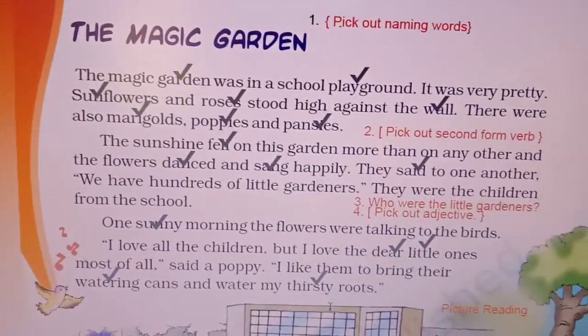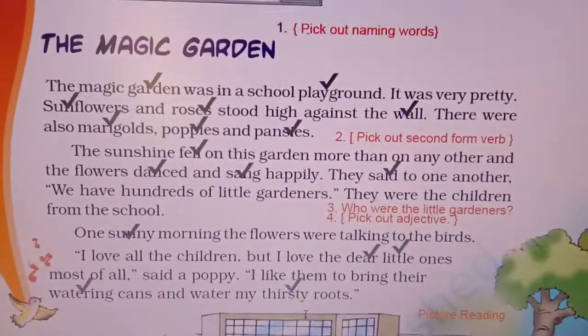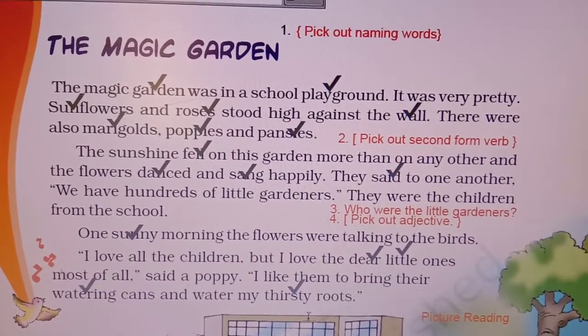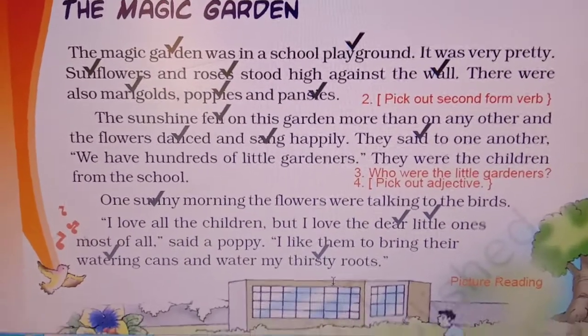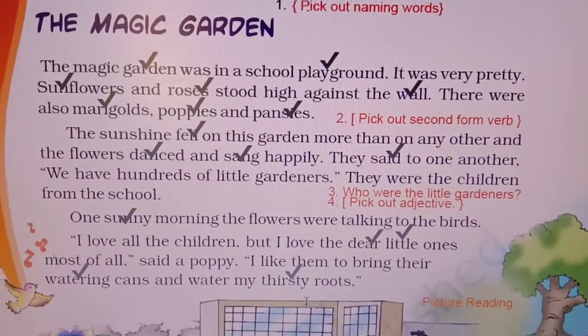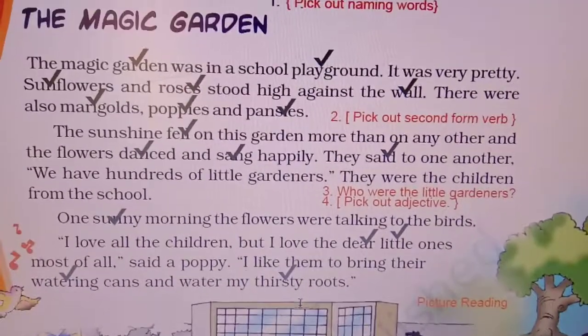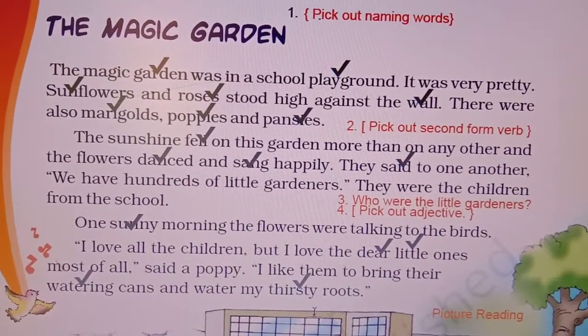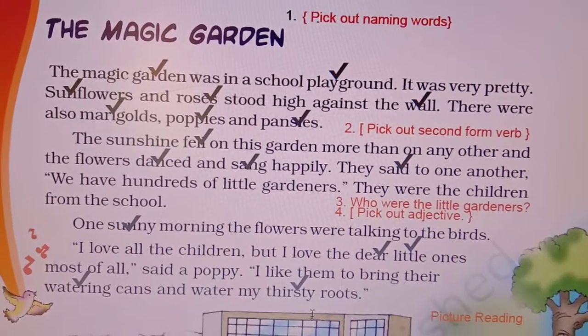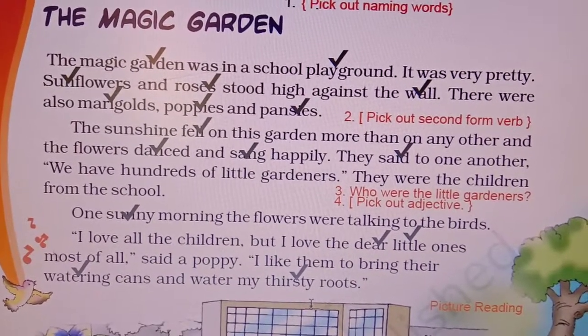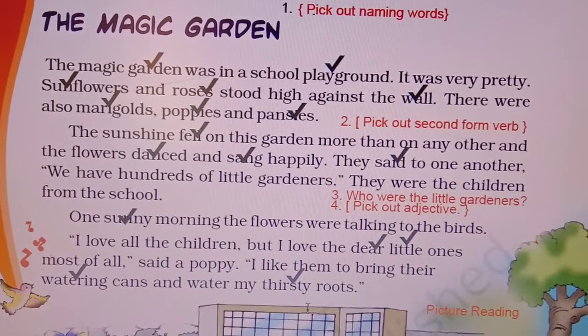Let me read the lesson, The Magic Garden. Children, listen very carefully, and then we will do some activities. As we already know, this is the lesson which I converted into a poem. You did all the activities. Now let me read the lesson.